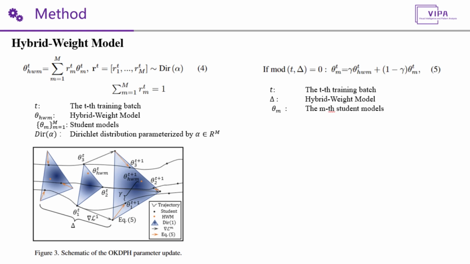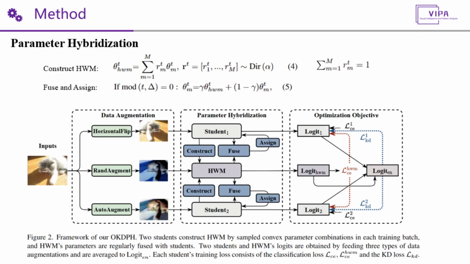Unfortunately, due to the high nonlinearity of deep neural networks, directly hybridizing students' parameters can easily lead to the collapse of HWM. Therefore, we restrict the differences between students through intermittent fusion operations to ensure the high similarity of multimodal parameters and achieve effective construction of HWM. Here is the framework of our OKDph.